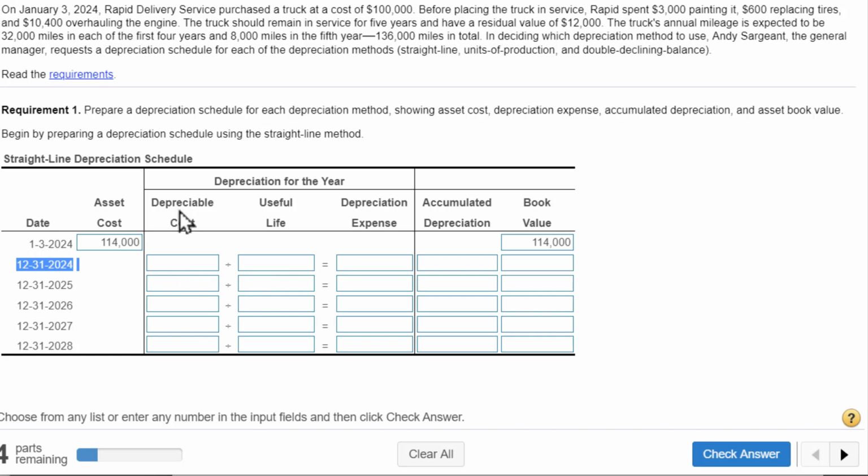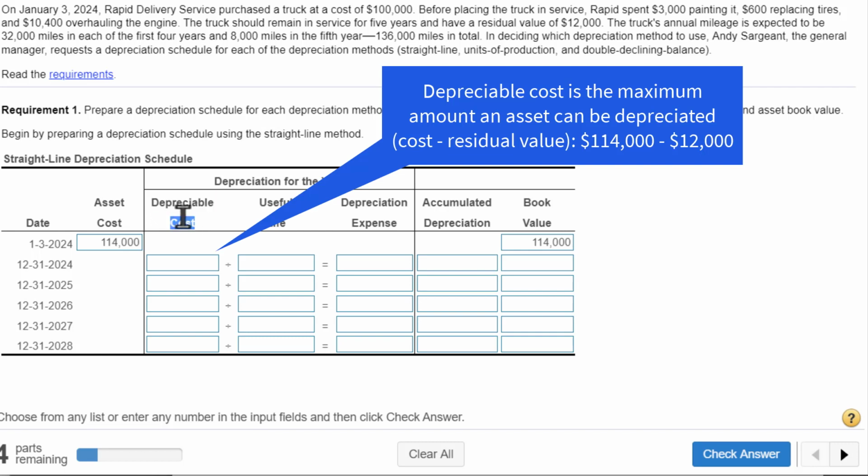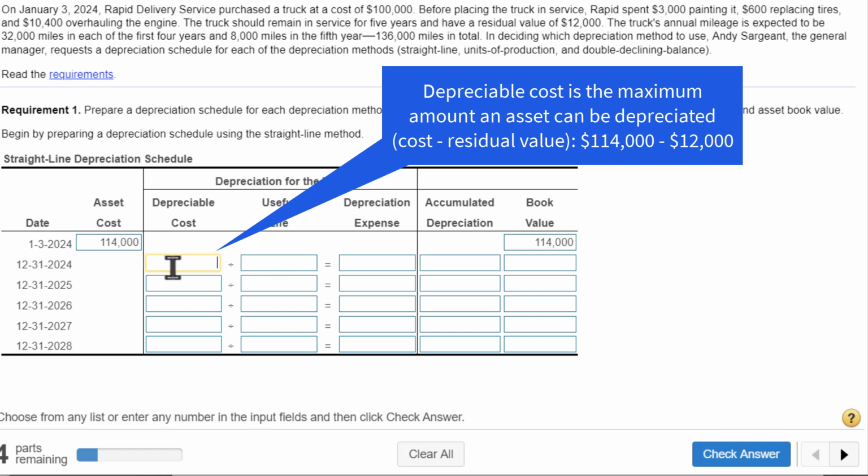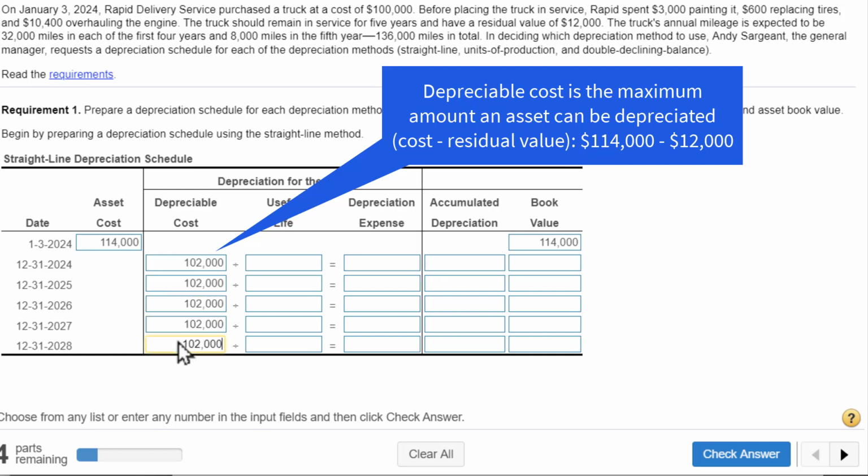Now, it's 1 year later, the end of the year, we need to do the depreciation for the asset. So we need to figure out what the depreciable cost is. Depreciable cost is, well, what's the maximum that we could depreciate? Well, we can't depreciate all $114,000 because we think we can sell it for $12,000. So the most we can depreciate, in other words, the depreciable cost, is the asset cost minus the residual value, which is $102,000. And since we're here, we could just fill that in for all the years. Copy and paste is our friend.